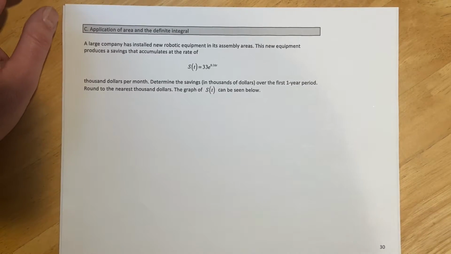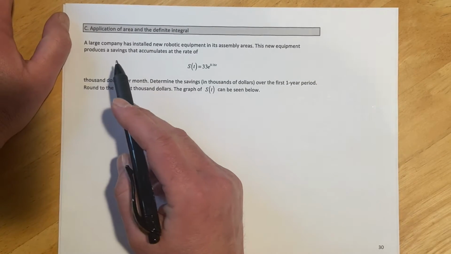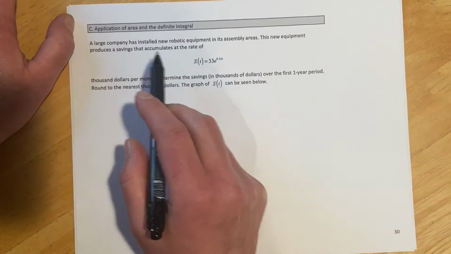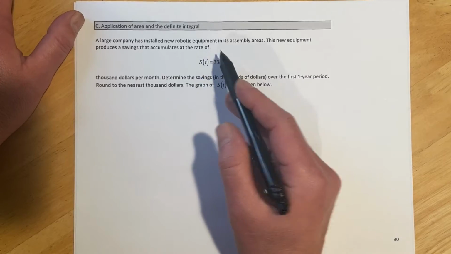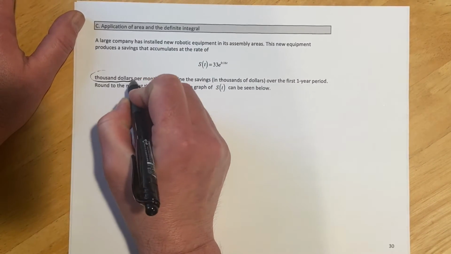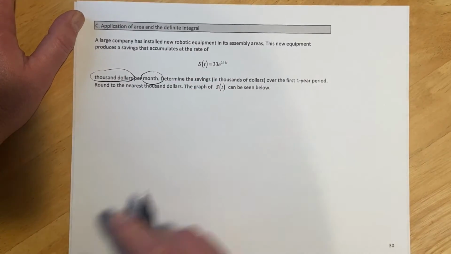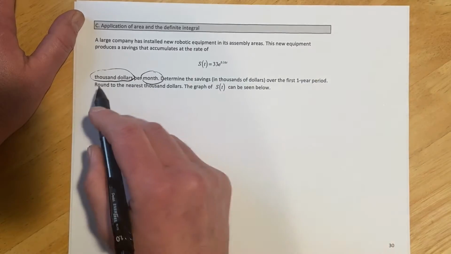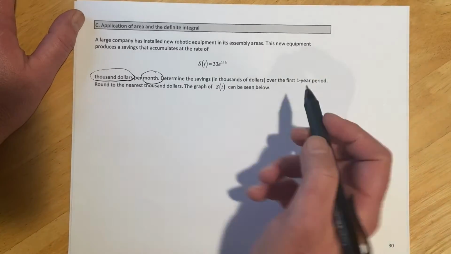So this first one goes, a large company has installed new robotic equipment in its assembly areas. The new equipment produces a savings that accumulates at a rate of, so this one's going to be a rate, and this is in thousands of dollars per month, and that is totally important. Determine the savings in thousands of dollars over the first year period, rounding to the nearest $1,000.